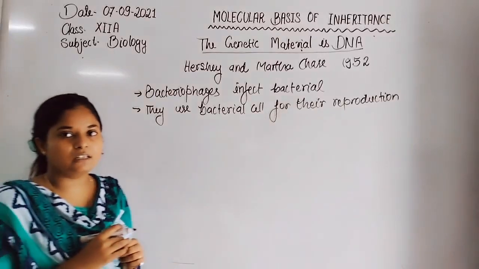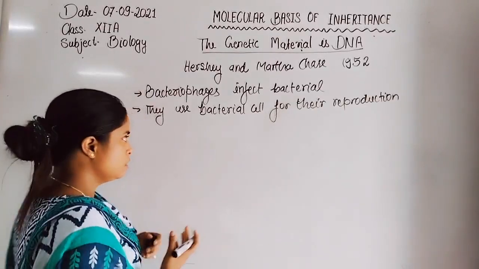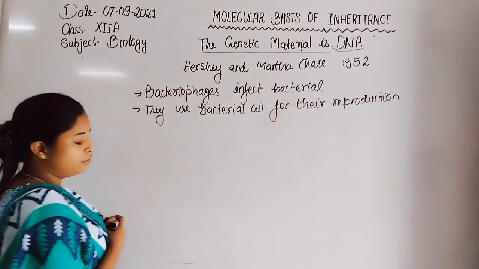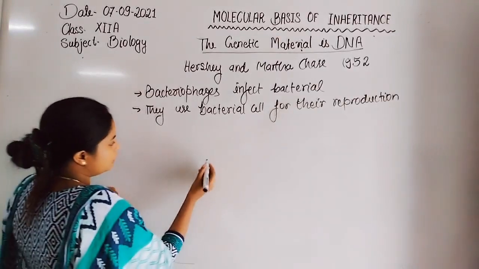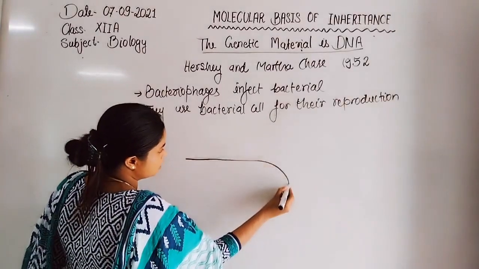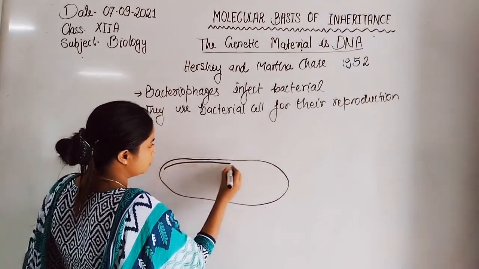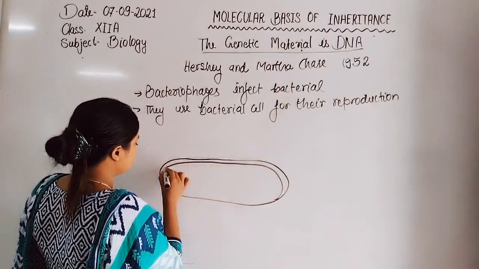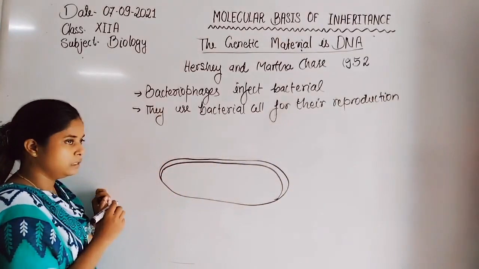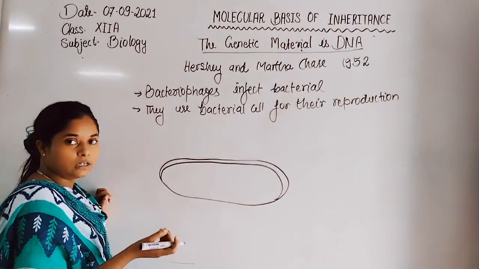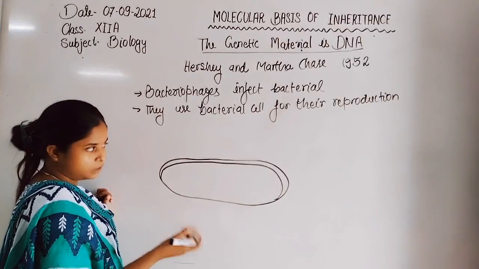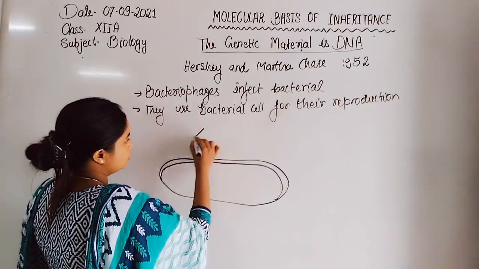They use bacterial cells for their reproduction. So how do they use bacterial cells for their reproduction? Actually, they transfer their genetic material into the bacterial cell, and after transferring it, they use the machinery of bacteria for their replication, simply.